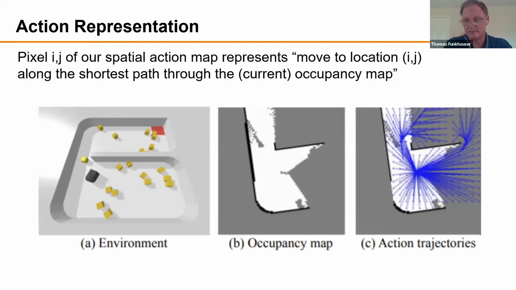The blue lines here show all the different paths that are possible from the current robot location if you chose different pixels. You notice they're not straight lines, which makes it so that you can perform pretty complicated actions by just choosing a single action.